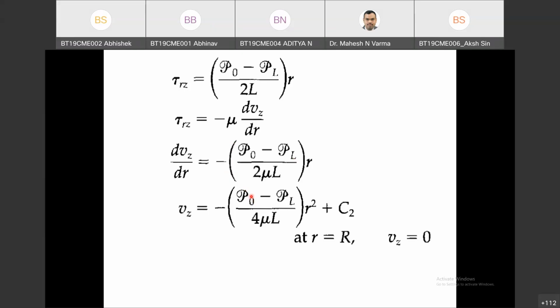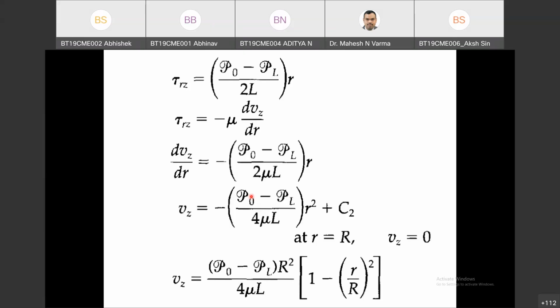Yes, sir. So the equation is (P0 minus PL) times R squared divided by 4 mu L, and this whole is multiplied by 1 minus (small r by capital R) whole squared. So this velocity profile you might have derived in fluid mechanics, because flow through a pipe is a very common phenomenon in chemical engineering, and this is a parabolic velocity profile you might have derived. That time you used the control volume approach.